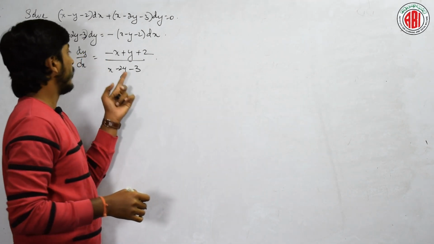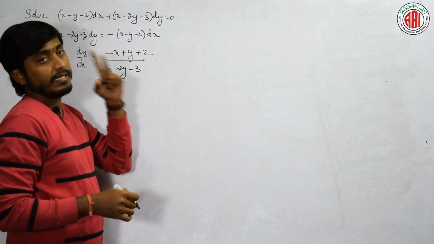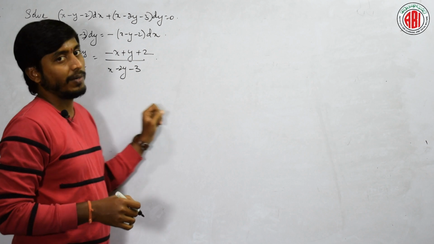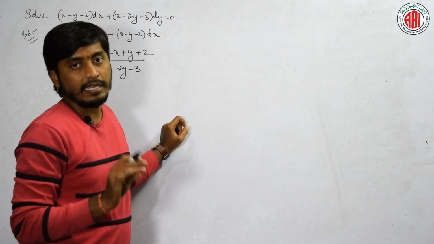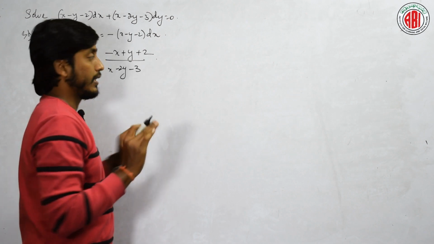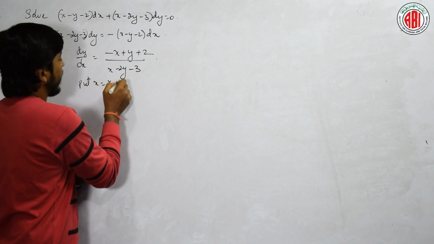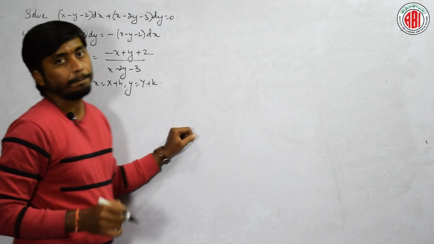Now, check whether b is equal to minus a dash, no it is not. Second condition, a by a dash, b by b dash, this is minus 1 and this is minus 1 by 2. So, obviously, it is not a first case or a second case. So, directly we can go to the third case. Just put small x is equal to capital X plus h, small y equal to capital Y plus k, isn't it?